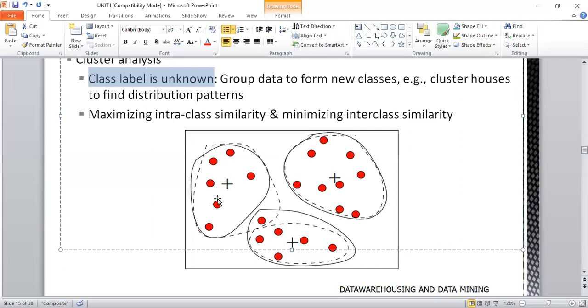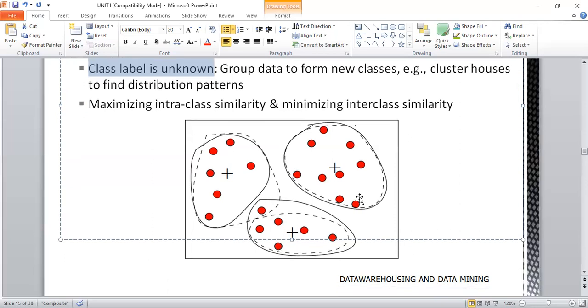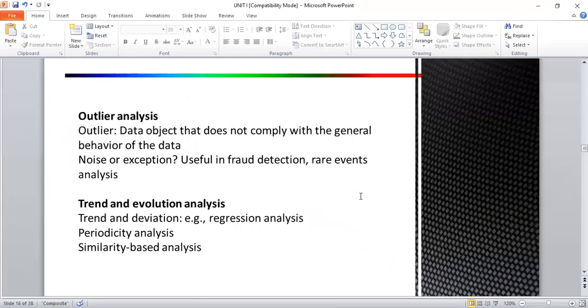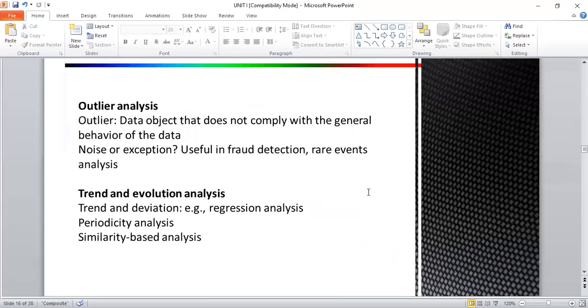Okay, so here the observations are grouped into a hierarchy of classes that group similar events and attributes together. Yeah, so that is your clustering analysis. Now let us move further. The next functionality of data mining is outlier analysis.